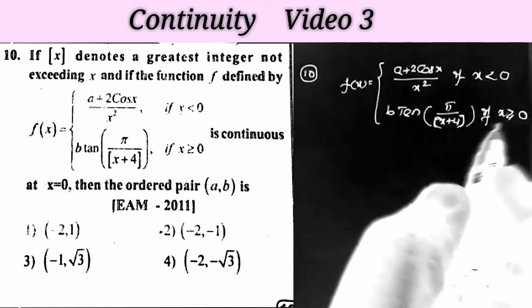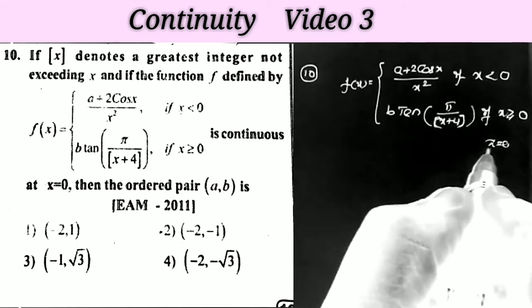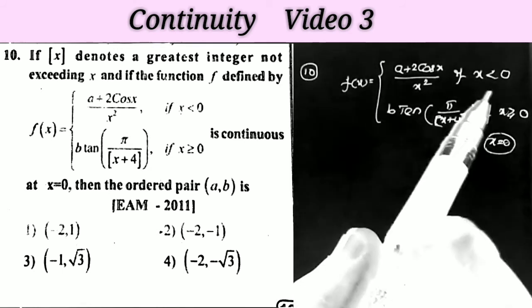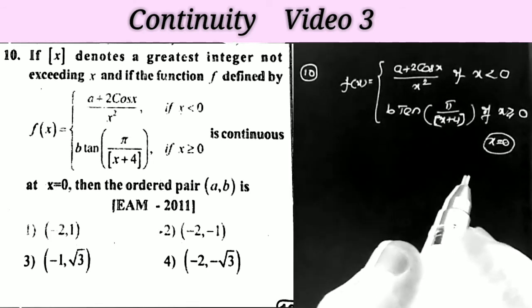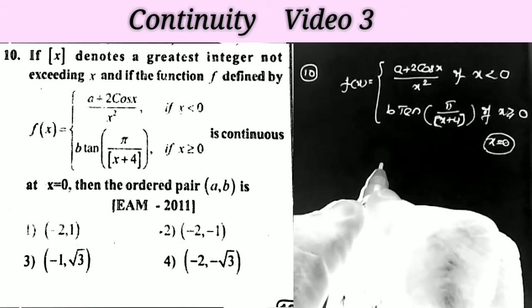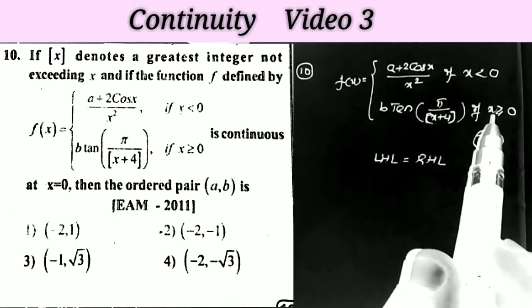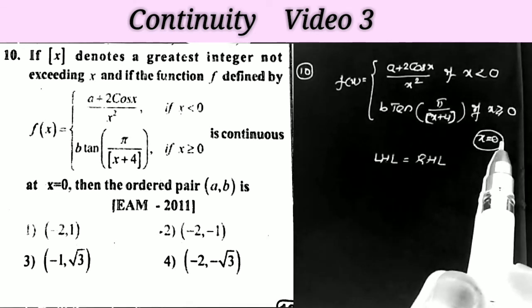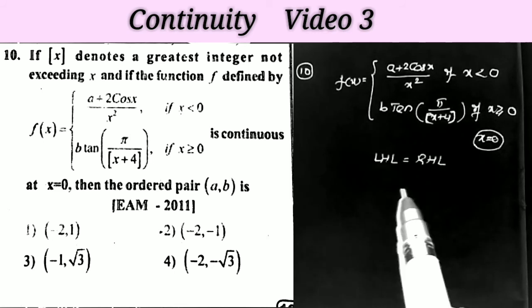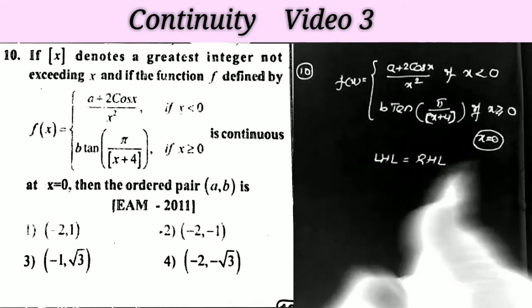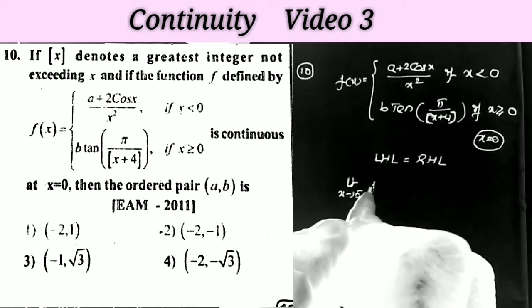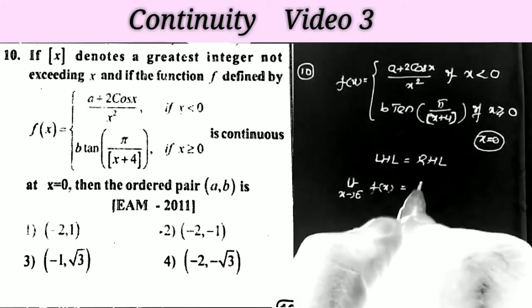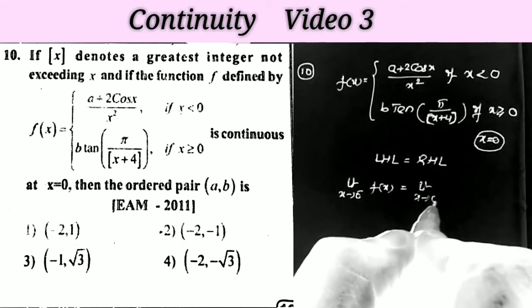Okay, so given that it is also a continuous function at x is equal to 0, and here clearly we have the conditions less than greater than, that is we apply the formula left hand limit is equal to right hand limit. When we have the conditions x less than 0, x greater than 0, then we apply the formula left hand limit is equal to right hand limit. What is left hand limit? Limit x tends to 0 minus f of x is equals to, what is right hand limit? Limit x tends to 0 plus f of x.